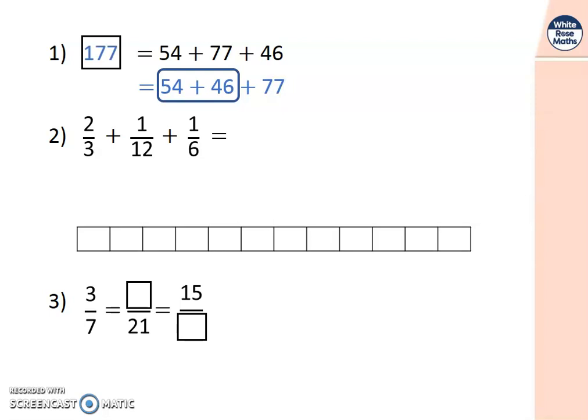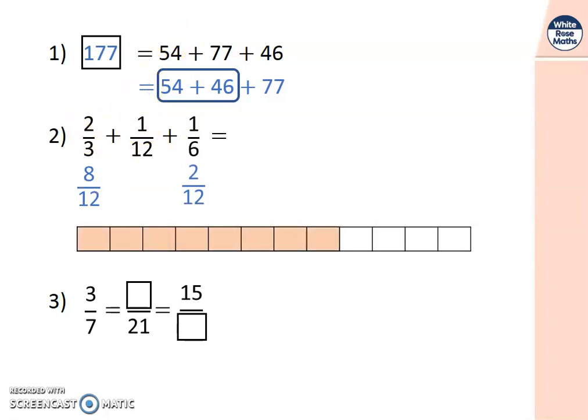On number 2, you'll notice that the fractions all have different denominators. So before we start, we need to find a common denominator, which would be 12. So we need to change 2/3 into 12s. What would I times 3 by to make 12? Times by 4. Do the same to the top. 2 times 4 is 8, so 8/12. This doesn't need to change, and this does. What would I do to 6 to make 12? Times by 2. Do the same to the numerator, times by 2. That's 2/12. Now I have the 8/12.